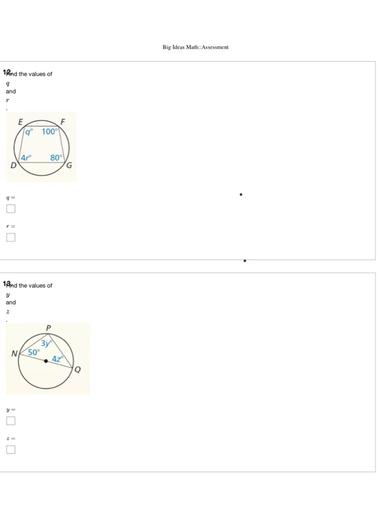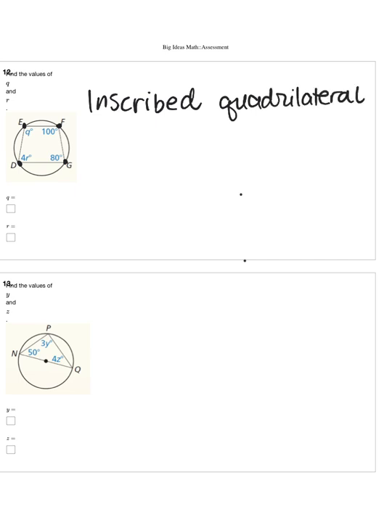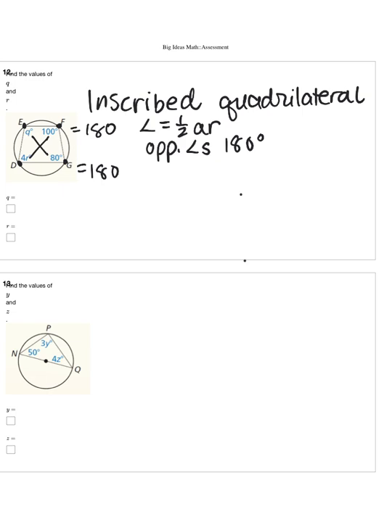Okay, on this one we're finding the values of Q and R. This is an inscribed quadrilateral. All the vertices are on the circle. We learned that each angle is half of its arc. We also learned if it's a quadrilateral that opposite angles are supplementary, so they add up to 180. So we can just add each pair and set them equal to 180.